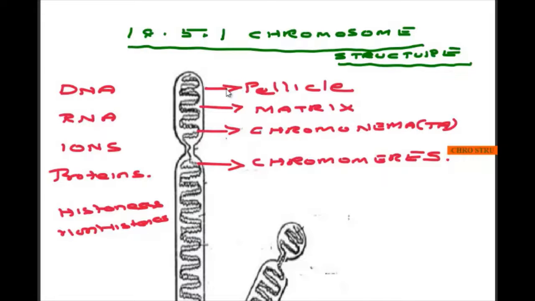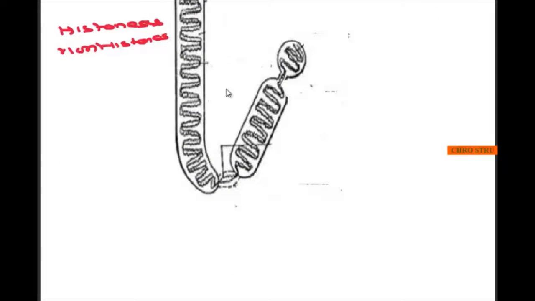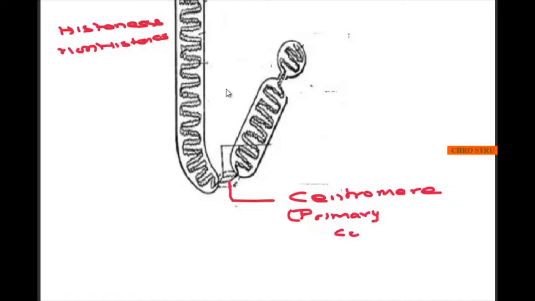And what else we can see in a chromosome is, already we saw that the central region of the chromosome, we call it the centromere. The centromere is also sometimes called the primary constriction. In this primary constriction, during cell division, the spindle fibers will come and attach.